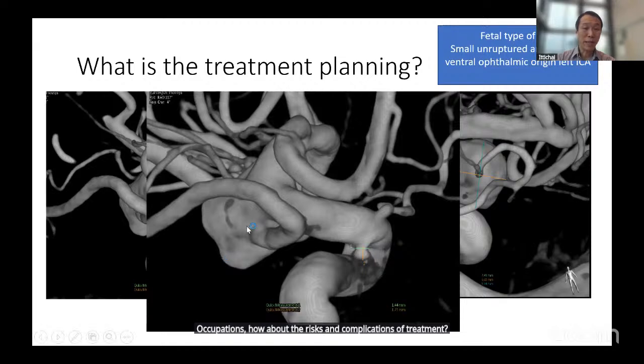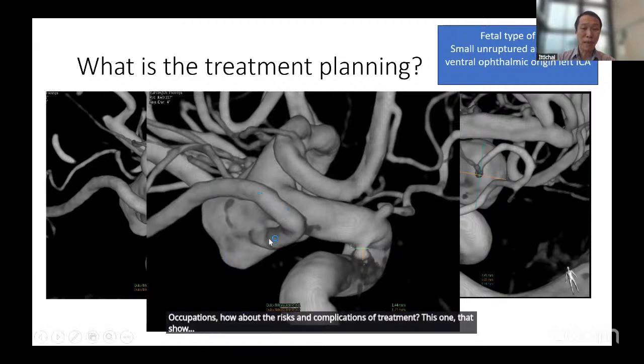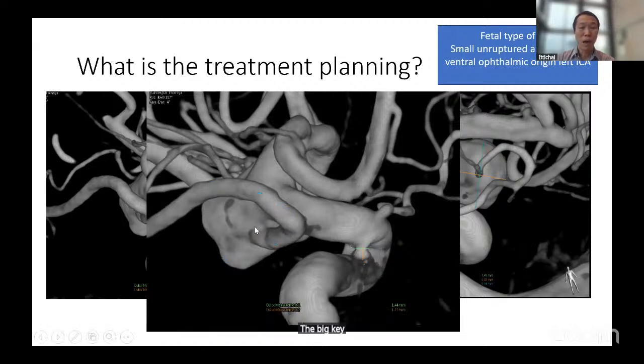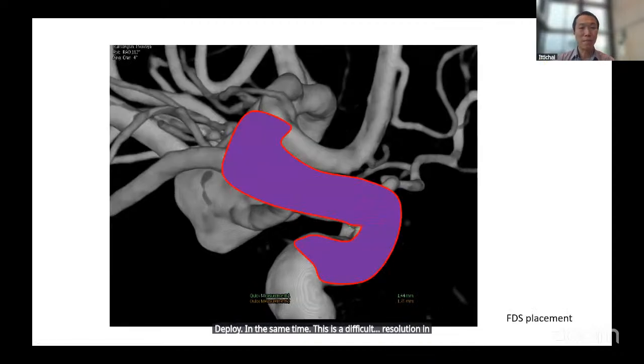This one shows the big PCOM arising from the dome of the aneurysm. How can we preserve this vessel and occlude the rupture point at the same time? This is a difficult decision in these patients. Do we just put one flow diverter? Is that enough? I am not sure.